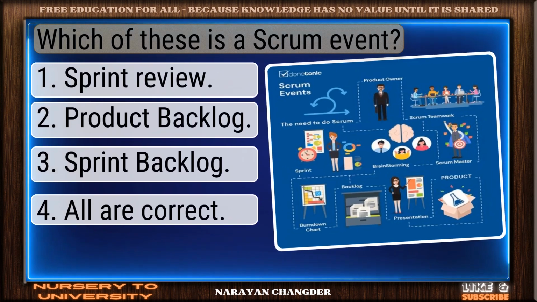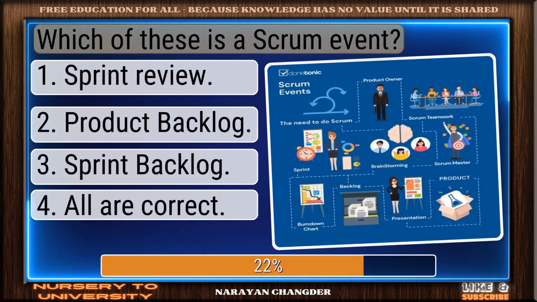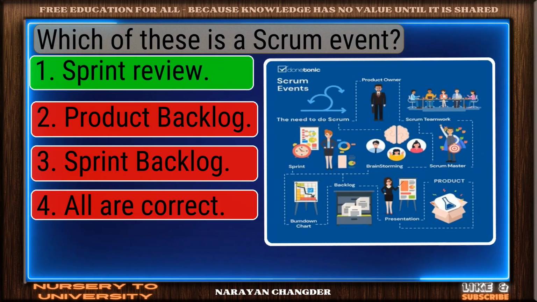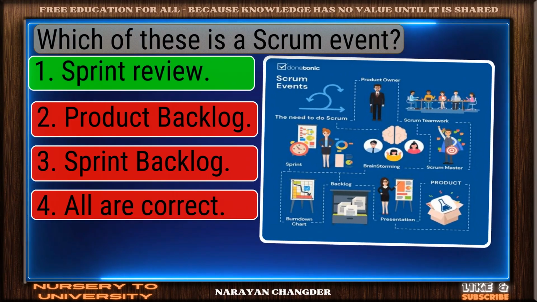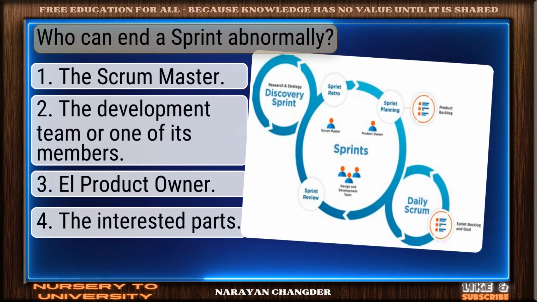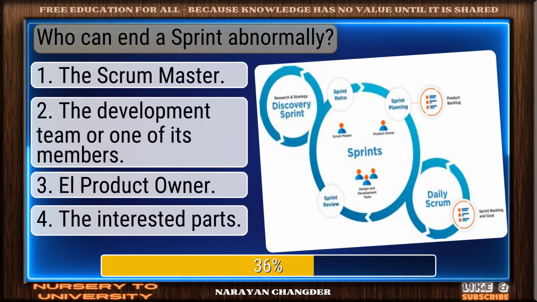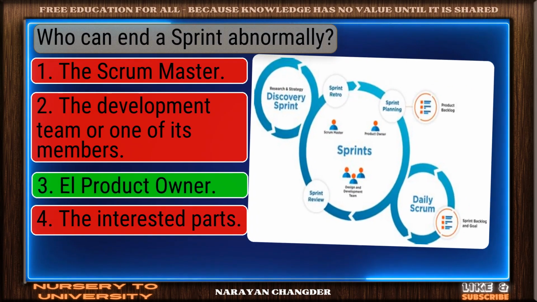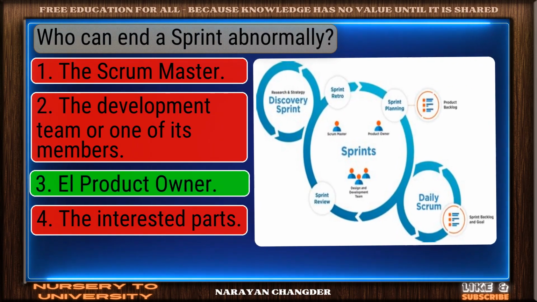Question number 9. Which of these is a Scrum event? Smart pick. Sprint review is the correct choice. Question number 10. Who can end a sprint abnormally? Excellent choice. The product owner is the right answer.